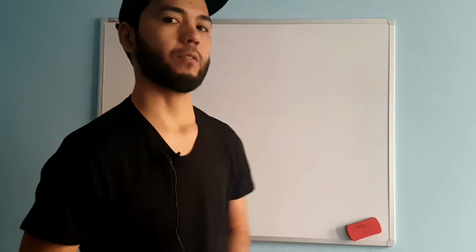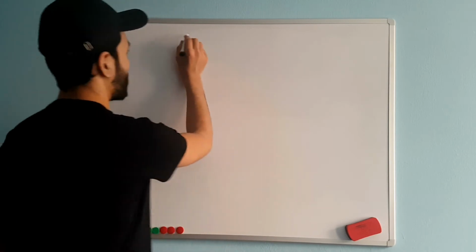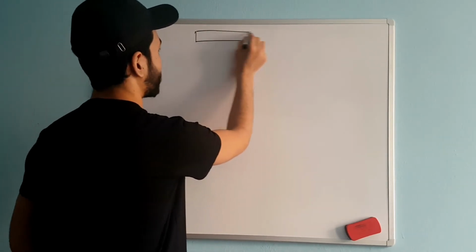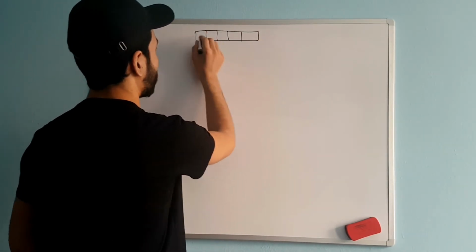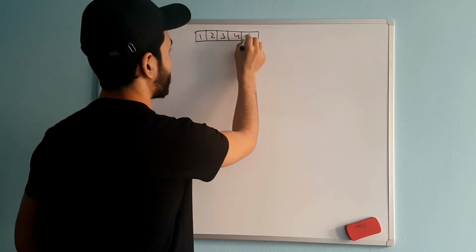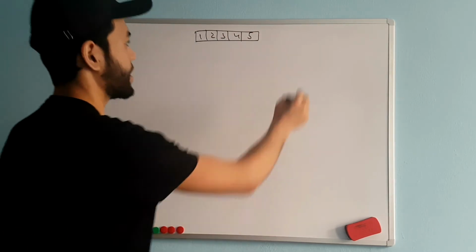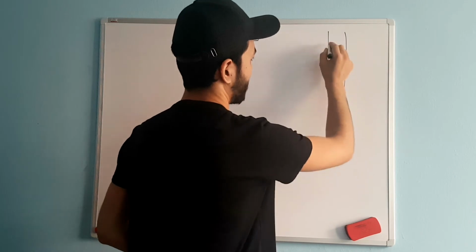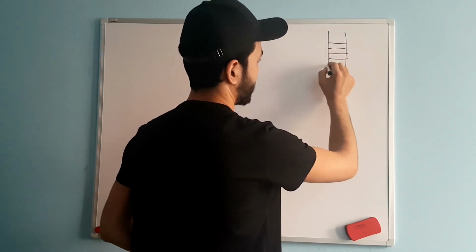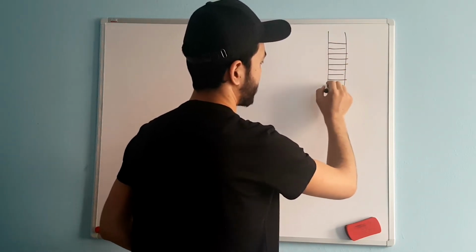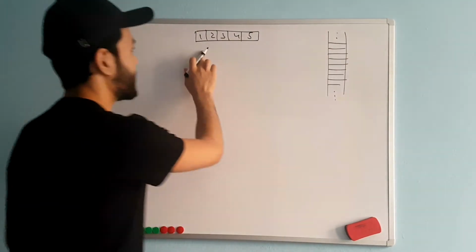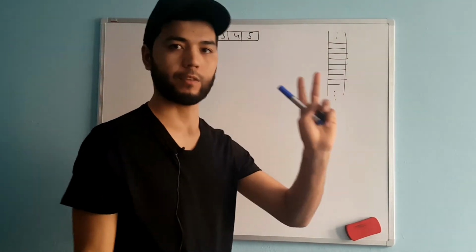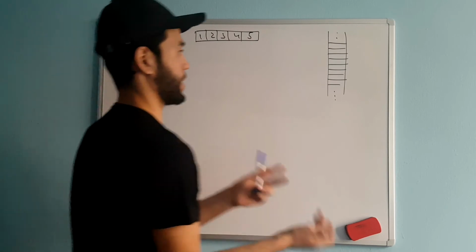Okay, next, we'll see how a one-dimensional array is represented in memory. I have a one-dimensional array: 1, 2, 3, 4, and 5. And I have a computer memory. Every cell here is 4 bytes, okay? Every number requires 4 bytes for storing in our computer memory, okay?